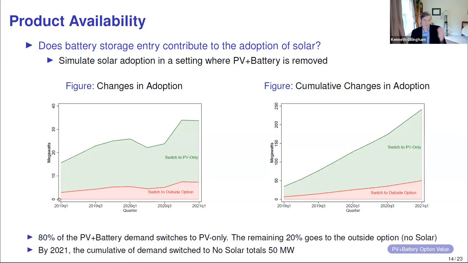These values, megawatts, are not huge values. I recognize it's not an enormous number of megawatts, but it actually gets at important behavioral considerations about what's really going on and driving the adoption decision. So to summarize, 80% of the PV and battery demand switches to PV only, and the remaining 20% goes to the outside option. So we're talking in the tens of megawatts.